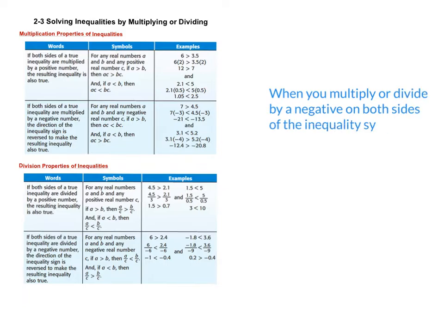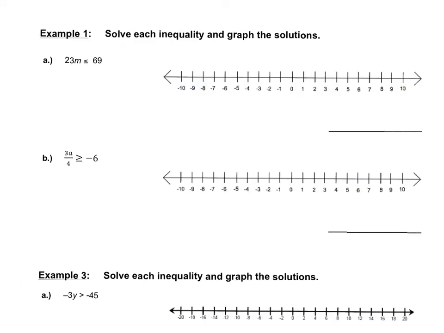So just like if you're solving an equation and you multiply or divide by a negative on both sides, this is for when you do that to an inequality. When you multiply or divide by a negative on both sides of the inequality symbol, you must reverse the inequality sign, or flip the inequality sign to the other direction. Okay, let's see what that would look like.